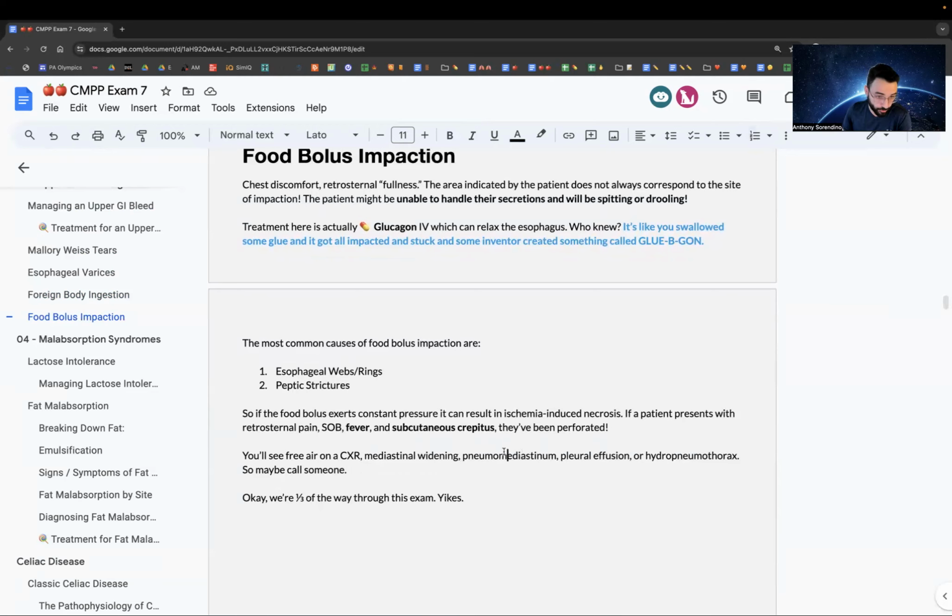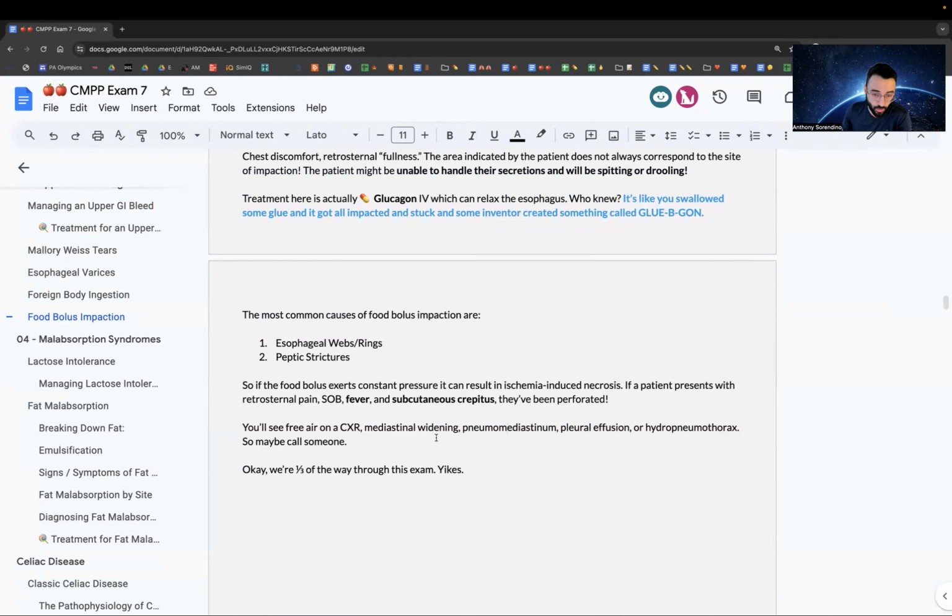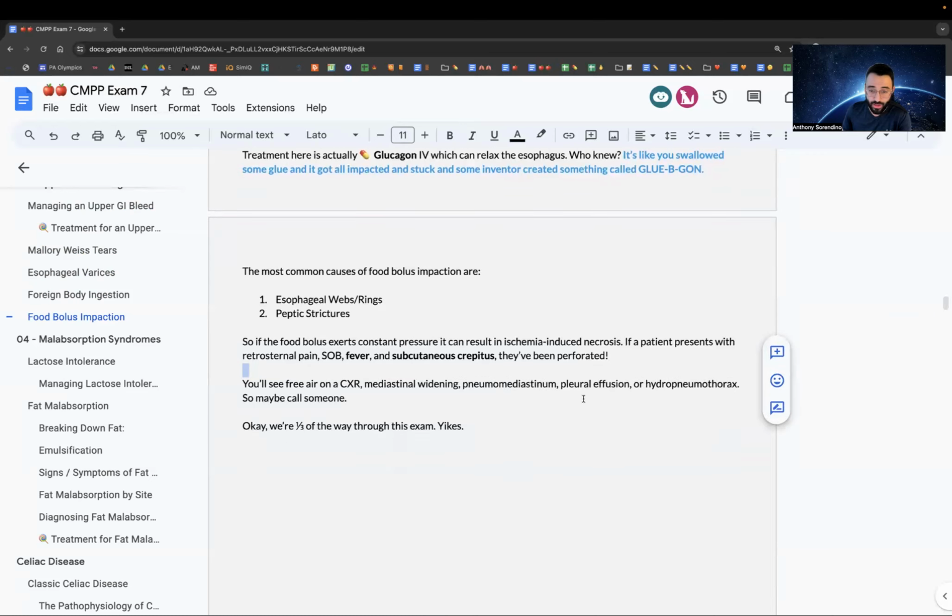If there is a perforation, you're going to see that free air on a chest x-ray. You're going to see mediastinal widening, pneumomediastinum. She asked a question on the last exam about this. So this is definitely going to be a question. Pleural effusion, hydropneumothorax. Yeah, so maybe call somebody.